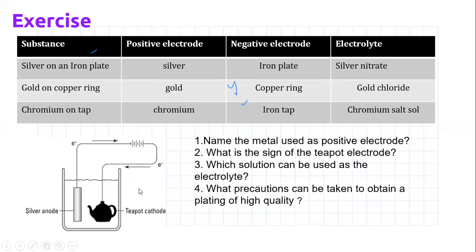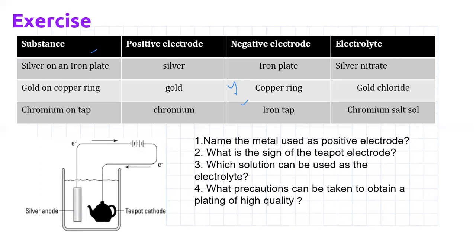Name the metal used as positive electrode. So you can see here silver. What is the sign of the teapot electrode? If this is positive, what is the opposite one? Negative. Which solution can be used as an electrolyte? So here, since we use silver metal at the positive, we have to use a salt solution of silver. So you can say it is silver nitrate.